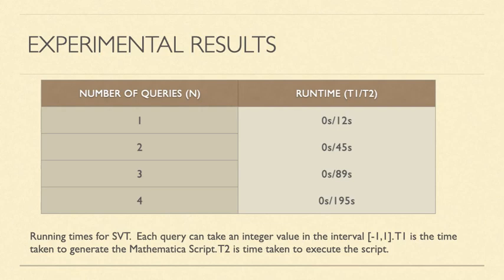Here we just show the running times for the simplified SVT that we discussed earlier. The first column here gives the number of array elements, and the second column gives the time of generating and executing the Mathematica script. As you can see, generating the Mathematica script takes no time, and all the time is really in executing the Mathematica script. Each array element, in this experiment, can take a value -1, 0, or 1. So an experiment with n array elements verifies accuracy for 3 to the n possible inputs.